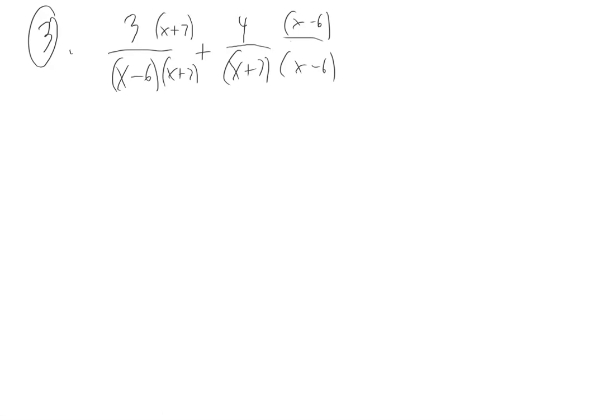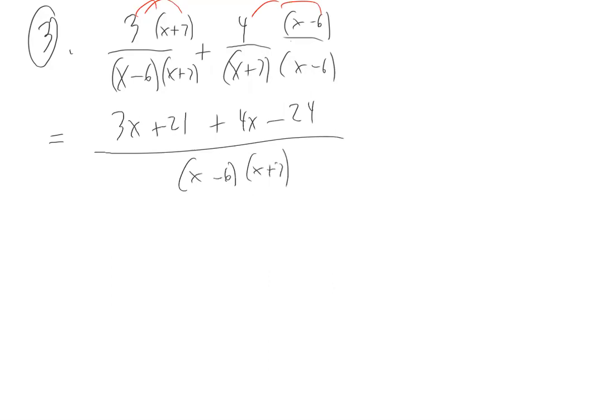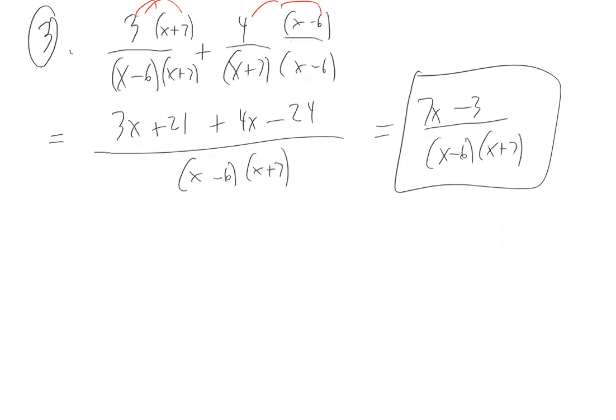So now both of the denominators are the same, so this equals, we'll distribute the top, so 3 times x, 3 times 7, and 4 times x, and 4 times negative 6. So it'll be 3x plus 21 plus 4x minus 24 all over x minus 6 and x plus 7. Then combine the like terms, and you'll get 7x minus 3 over x minus 6, x plus 7. There we go. Now let's try problem 4.